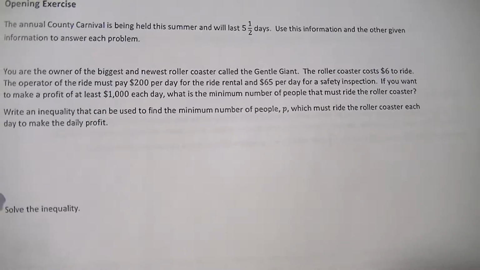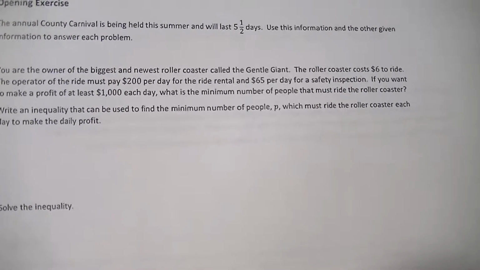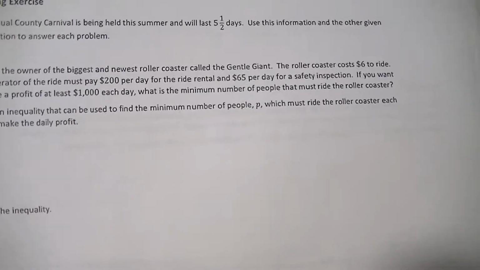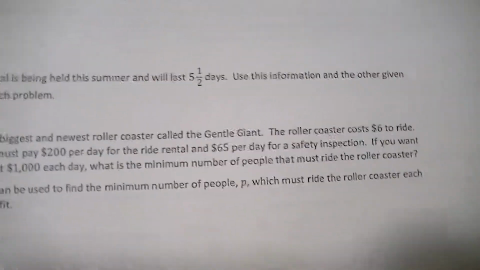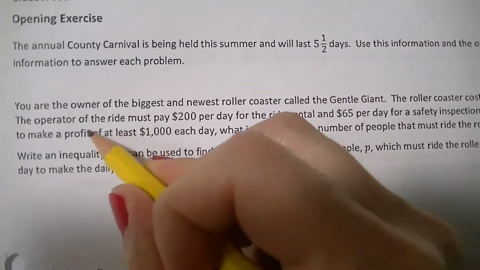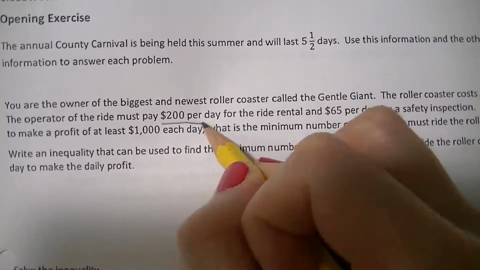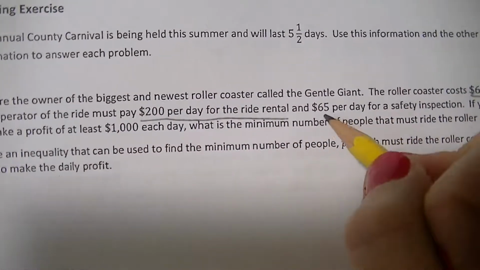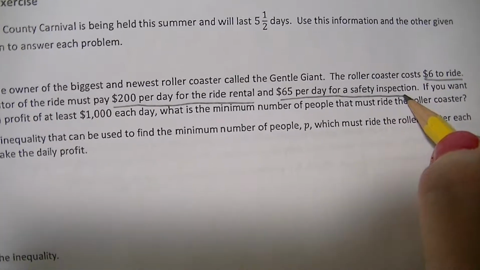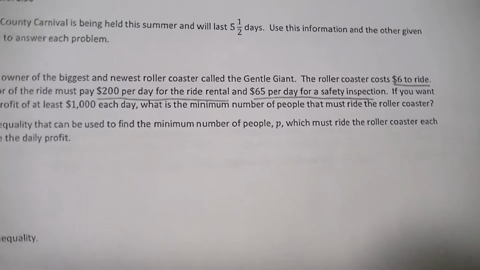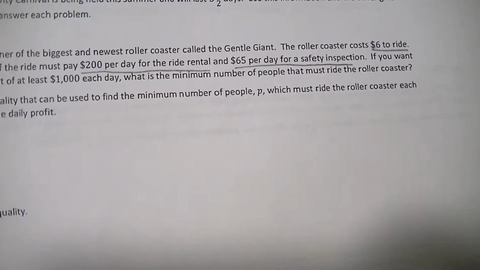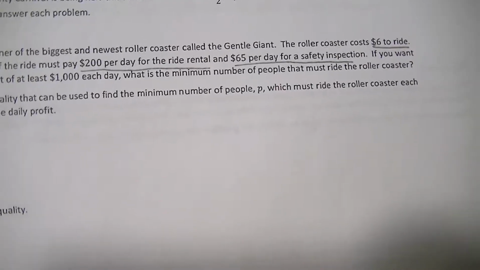Now, the operator of the ride must pay $200 per day for the ride rental and $65 per day for the safety inspection. So I'm going to take a second right there and underline some of that. There's $6 to ride, $200 per day for the ride rental, and $65 a day for the safety inspection. And if you want to make a profit of at least $1,000 each day, what's the minimum number of people that must ride the roller coaster?